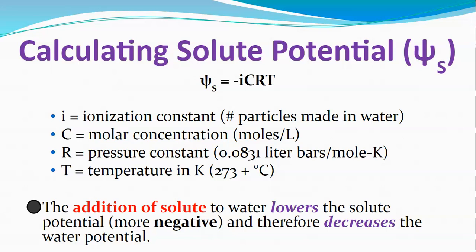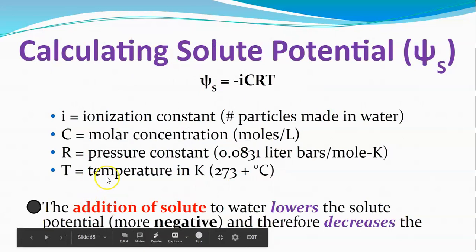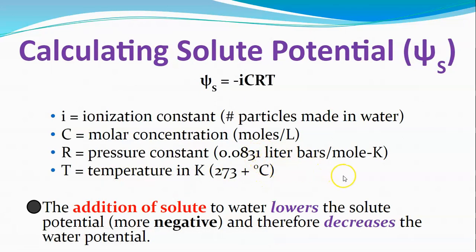C is the molar concentration, so moles per liter. Generally that's given to you, but you could potentially calculate that chemistry style. R is a pressure constant. It is always the same, so we would always use 0.0831, and that would be given to you. Temperature is in kelvins, so it's whatever the Celsius measure is plus 273. All of that unit conversion and this equation would be found on the equation sheet if you actually needed it.